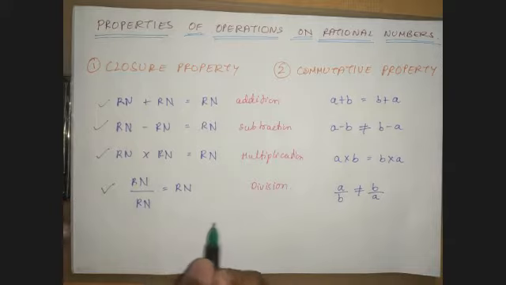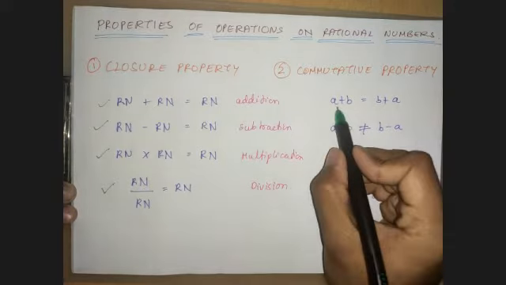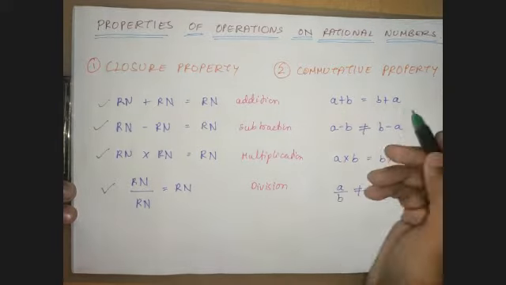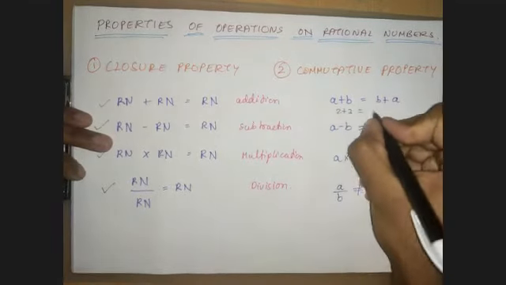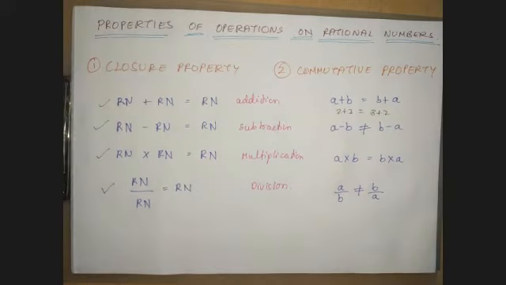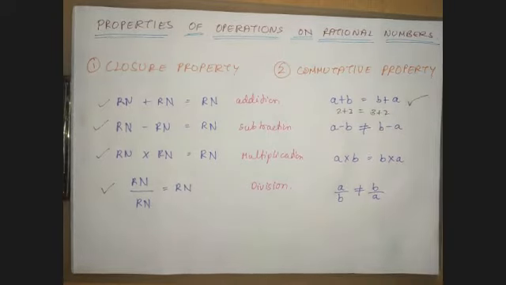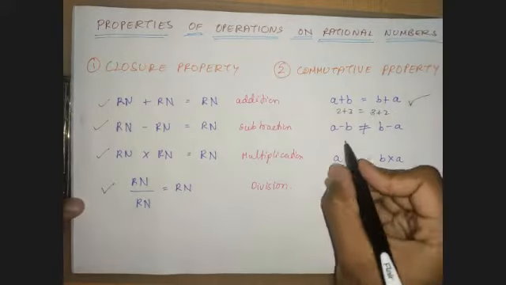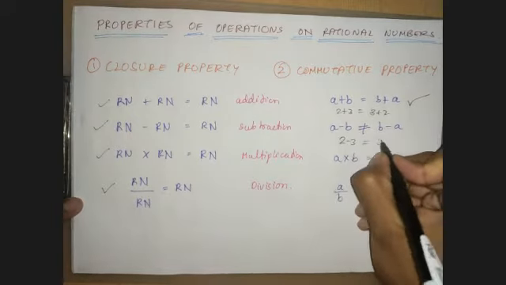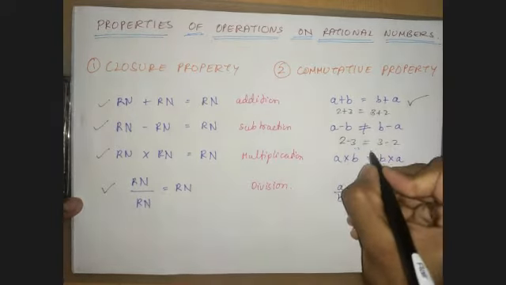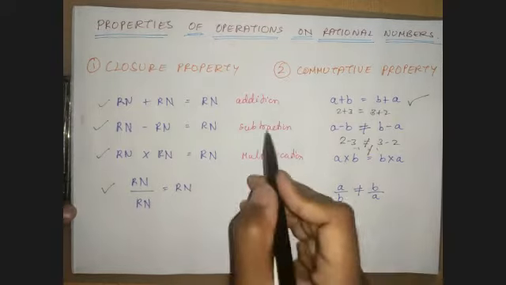Now let us come to another property called the commutative property. In addition, if we add a plus b, is that equal to b plus a? 2 plus 3 is equal to 3 plus 2, right? So yes, this satisfies the commutative property. Now for subtraction, is 2 minus 3 equal to 3 minus 2? No, this is minus 1 and this is 1. So it is not equal, so it does not satisfy the property.